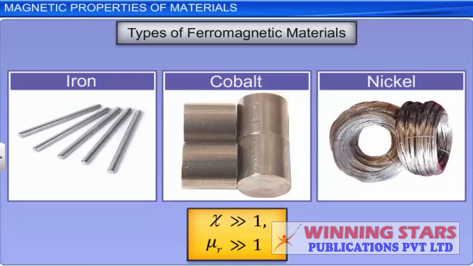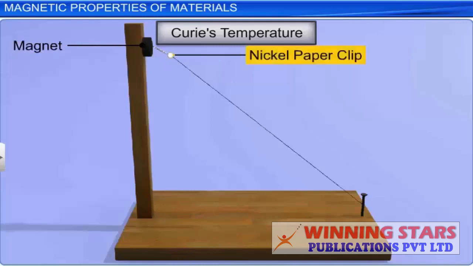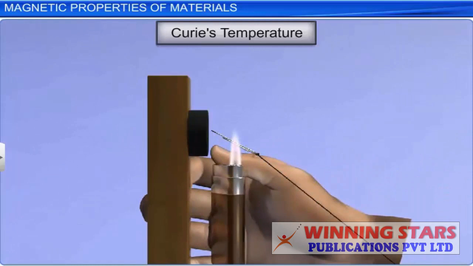Now, let us discuss an activity to know the effect of temperature on ferromagnetism. Let us consider an L-shaped wooden stand and fix a strong magnet on top of it. Consider a ferromagnetic material, say, a nickel paper clip tied to a string which is fixed at the base of the wooden stand. Let the paper clip be suspended in air with the help of the magnet as shown. Now, heat the clip with a lighter to increase its temperature. At a particular temperature, the paper clip falls down.